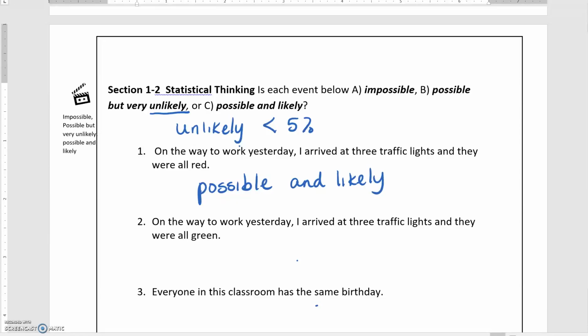The second one says, on the way to work yesterday, I arrived at 3 traffic lights and they were all green. So again, this is something that wouldn't necessarily surprise us. So we would say possible and likely.